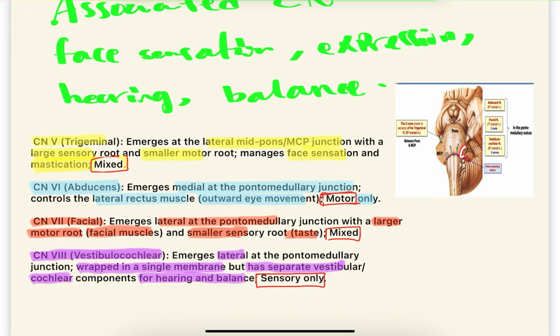The facial here, I said it has two roots. So the largest root will be the motor. It's opposite to the trigeminal, and it's for your facial muscles. And the sensory will be the smallest for taste. So it's mixed. So it's the only one mixed here. And the only one that's sensory is the vestibulocochlear, the most lateral one. And basically it has vestibular and cochlear, so it's hearing and balance.